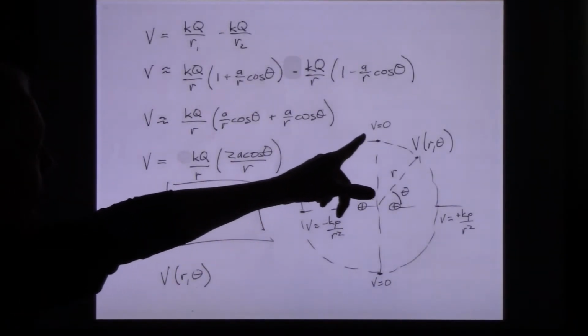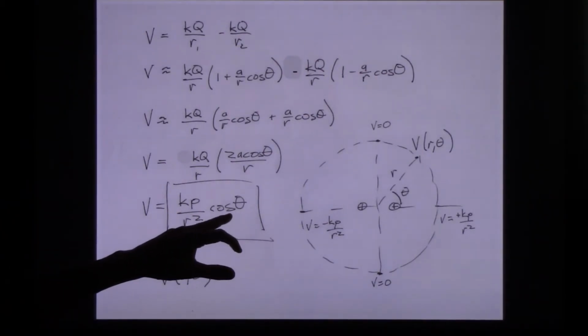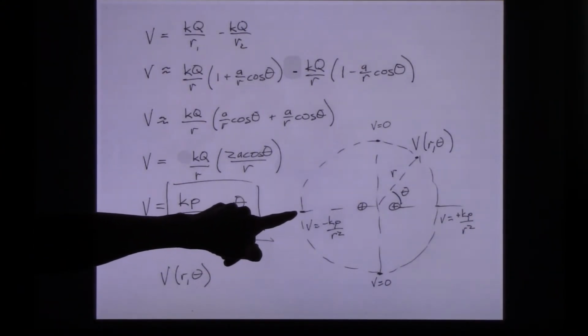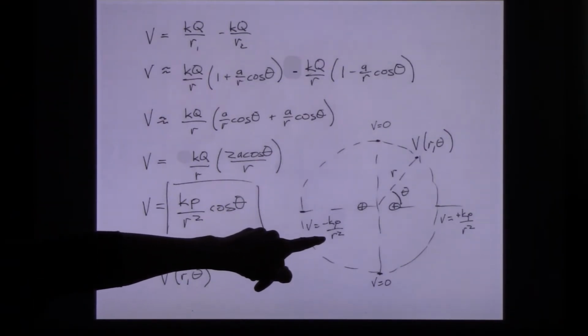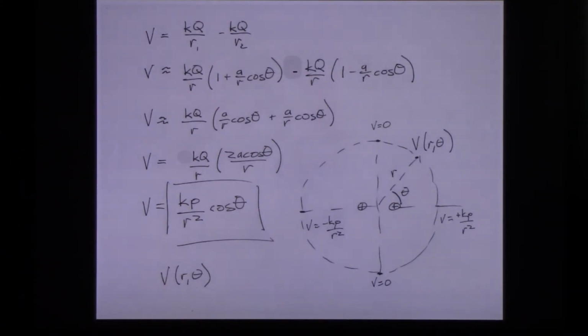When I cross from 90 degrees and beyond, the cosine goes negative, and now it's keeping track of this region where all the potentials are negative. And the most negative locations are going to be over here at 180 degrees. And so I'm going to have minus kp over r squared. Here I'm going to have another 0, so yeah, it seems like it works.